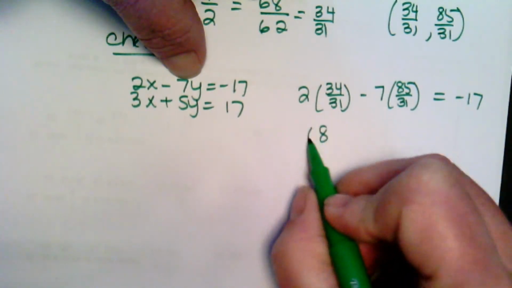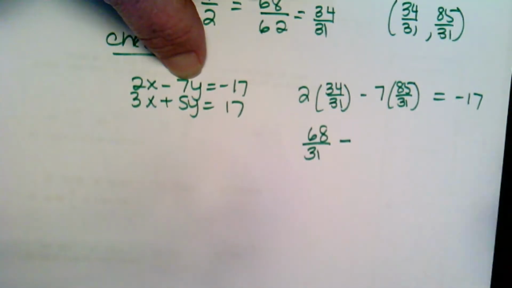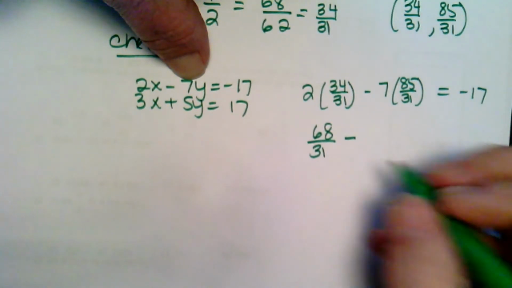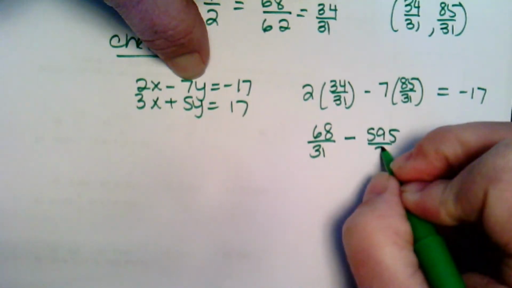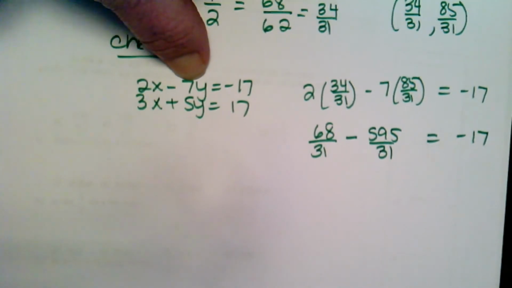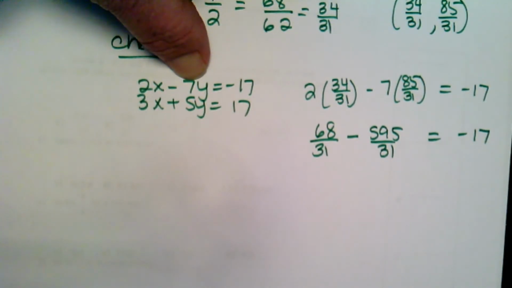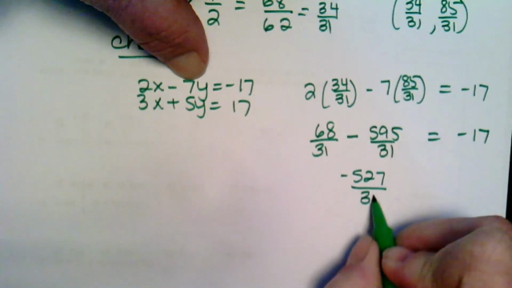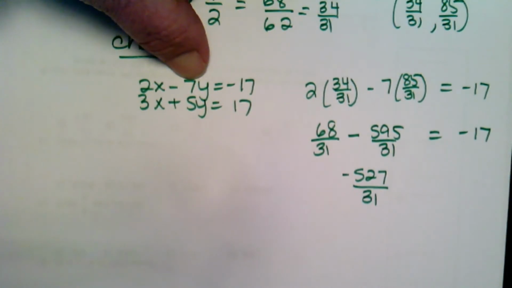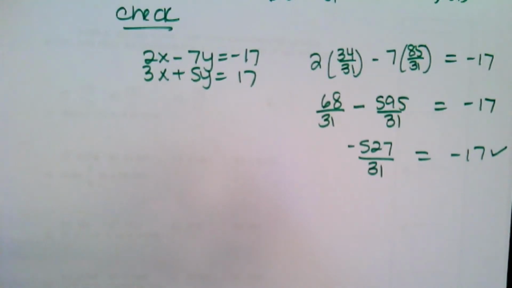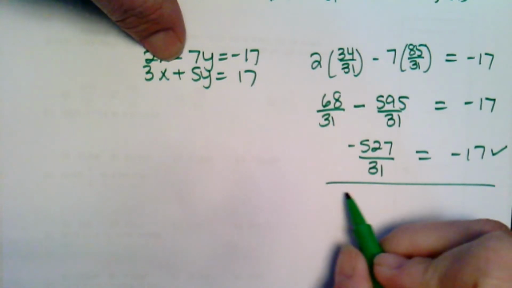So this is 68/31s, take away 85 times 7, 595/31s, and that's supposed to equal negative 17. 595 is negative 527/31s, and if I divide that out, I get negative 17. So that side checked. And then we'll check our other one.